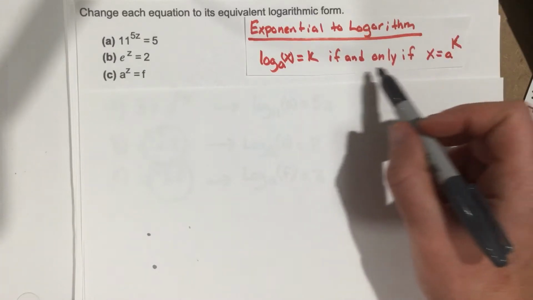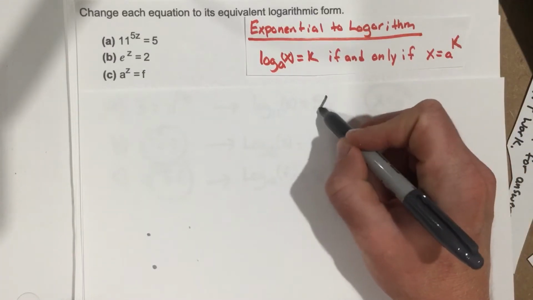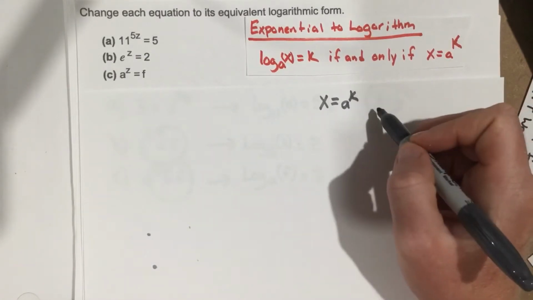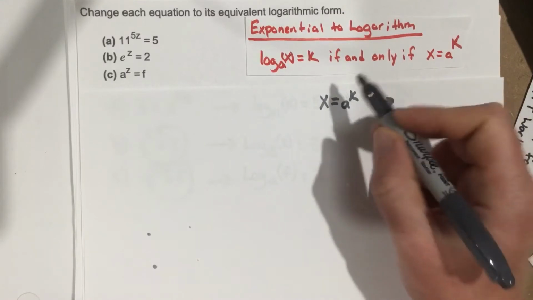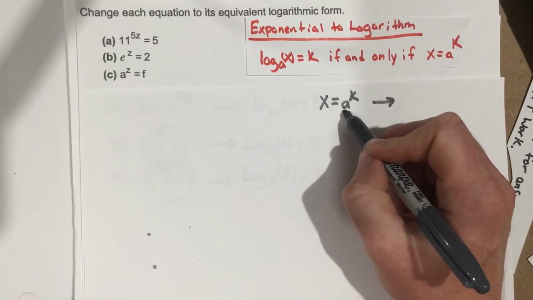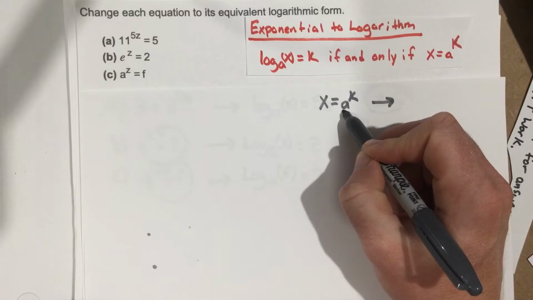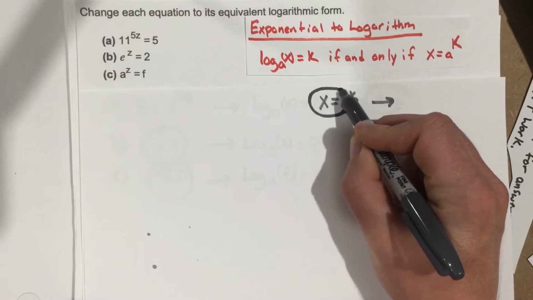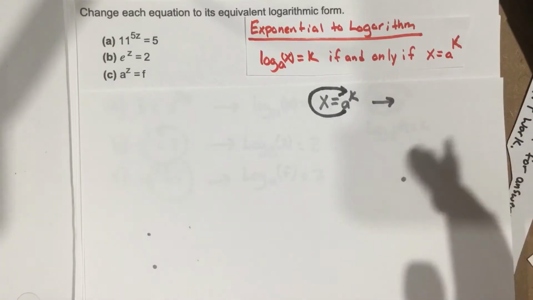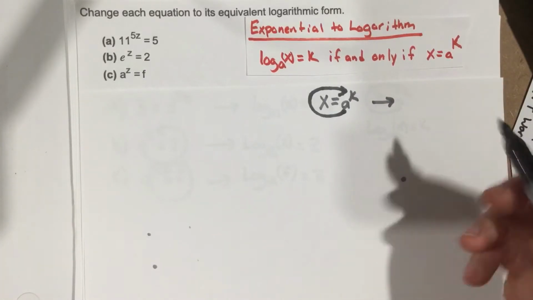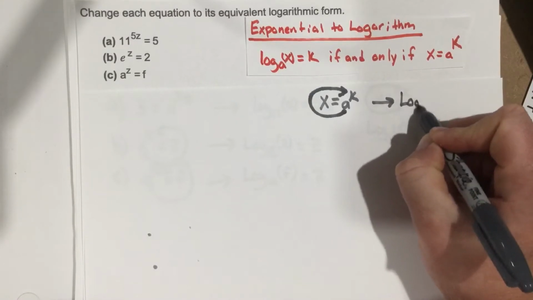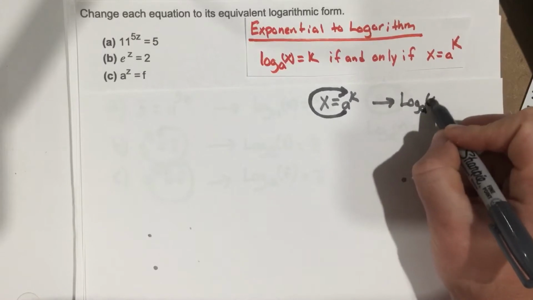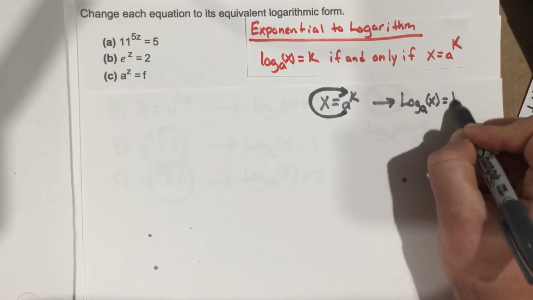So what we're going to do is we're going to take x equals a to the k. And if we want to write our logarithm, we're going to start with the base. And we're going to say, okay, log base a. And we're going to loop around the x value. And it's got to equal the exponent because logarithms give you an answer that is the exponent. So this would be log base a, that's where we start, of x equals k, which is the exponent.